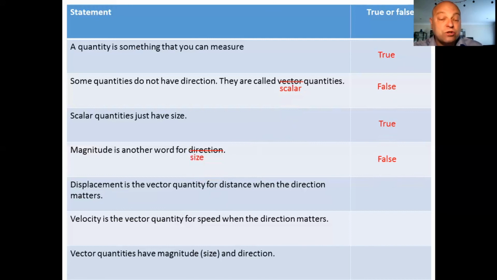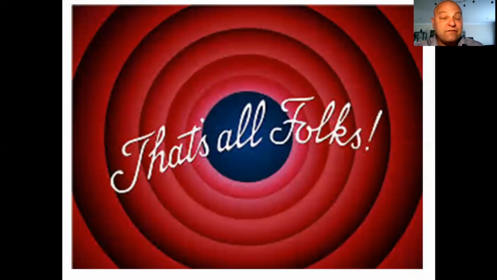Displacement is the vector quantity for distance when the direction matters. That is true. Velocity is the vector quantity for speed where the direction matters. That also is true. Vector quantities have magnitude, which is size, and direction. That is true. You got all them right. Well done. If you didn't, a couple of corrections to make. You can pause the video and do that now. Otherwise, there we go. That's it for today.